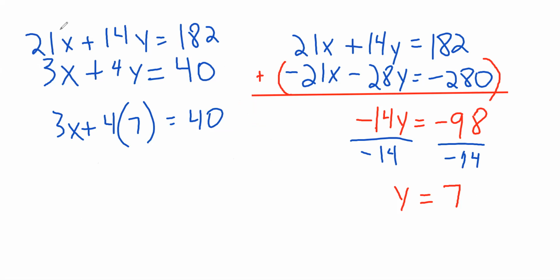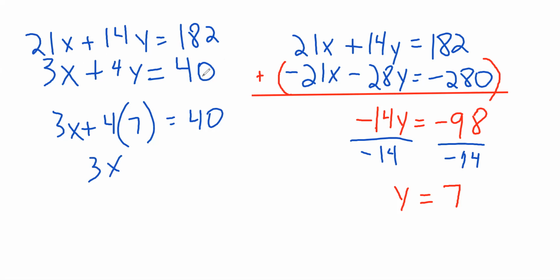You could have put it into the first equation here. You could have done 14 times 7, but notice that it would just get messy. The numbers are larger. If I use the second equation, the numbers are a bit smaller. So just kind of a prudent choice here.